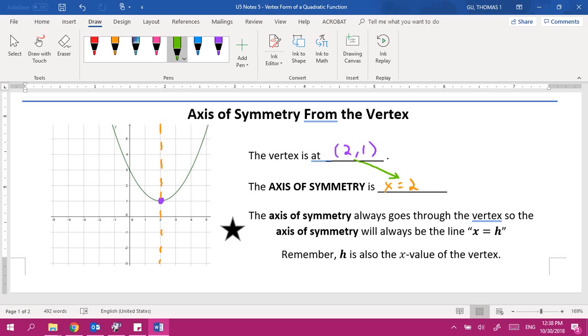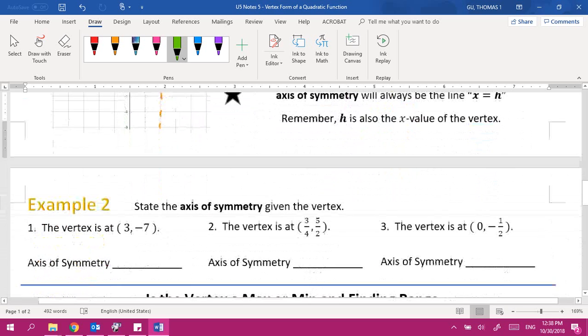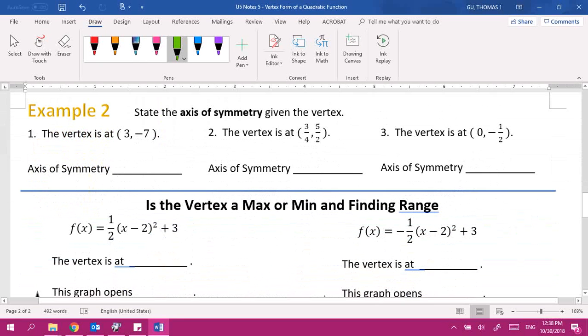So turn to the back page now. Turn to the back of the page now then. Look at example 2. They give you the vertex and they want you to tell what the axis of symmetry is. This should be very quick. What is the axis of symmetry on number 1? How do you write it? X equals 3, right, just like that. You just take the x value of the vertex and boom, that is your axis of symmetry.